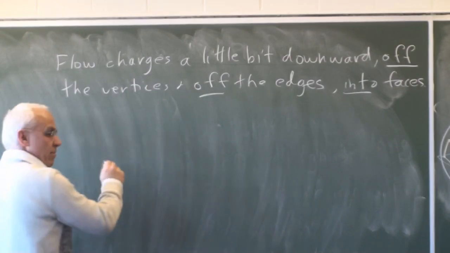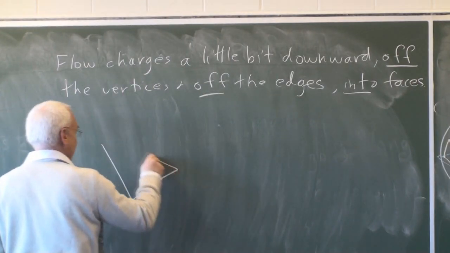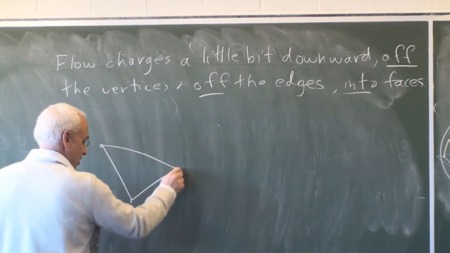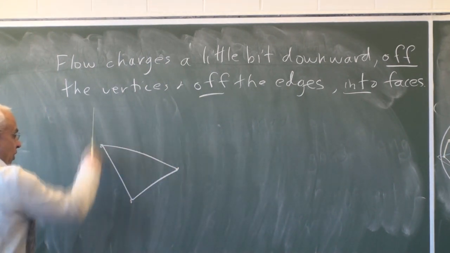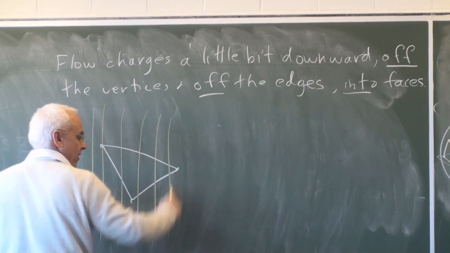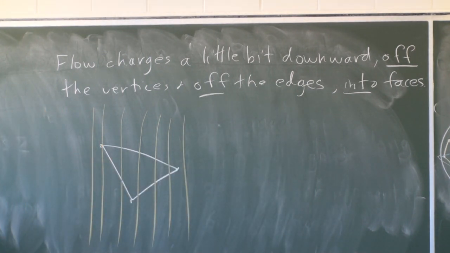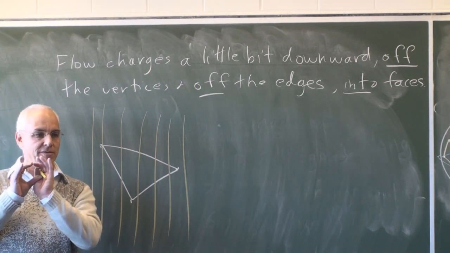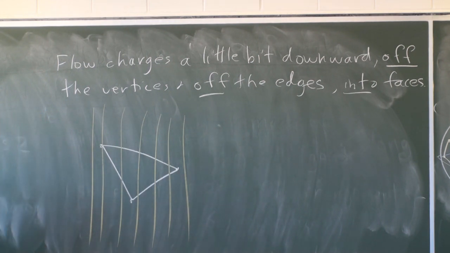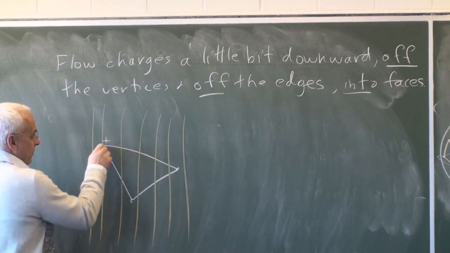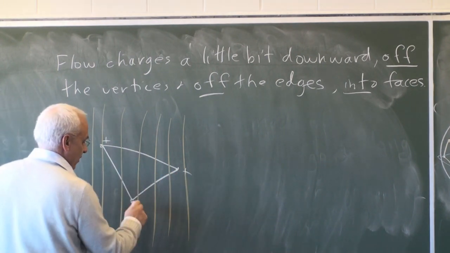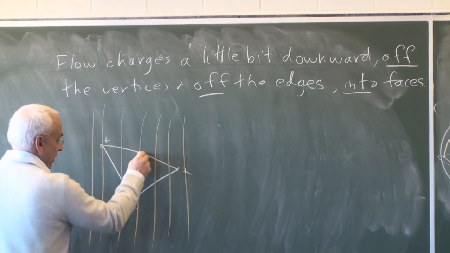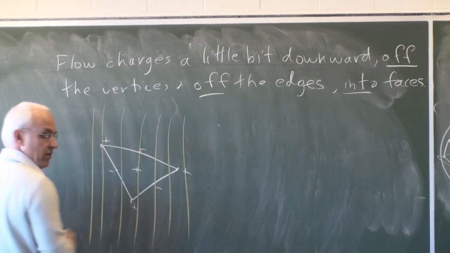Okay, let's look at one particular triangle. Here's a triangle in our triangulation, and since it is a very little triangle, the flow lines are pretty well parallel as far as we're concerned, because we're just in a very small part of the sphere. Now what do we have? We have plus signs at each of the three vertices, a plus sign in the middle of the face, and minus signs in the middle of these edges.